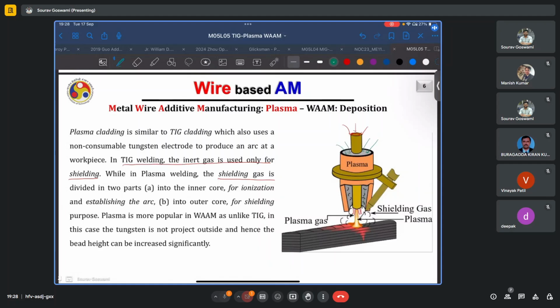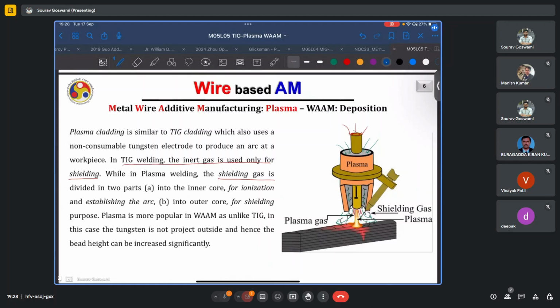And this gas performs the purpose of, or acts for, shielding. The tungsten electrode here is not really exposed outside. It is still here, however, it comes only till say some intermediate distance, and the arc is established, which leads to ionization of the argon gas, which leads to plasma formation, and this plasma formation continues the arc.